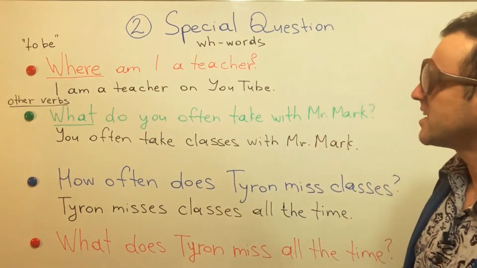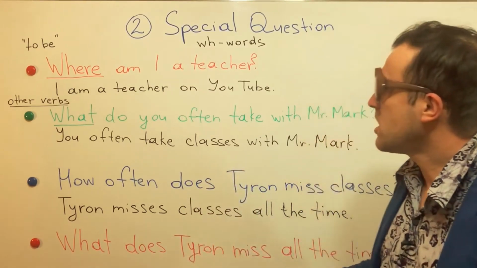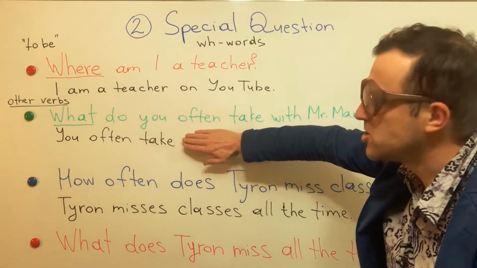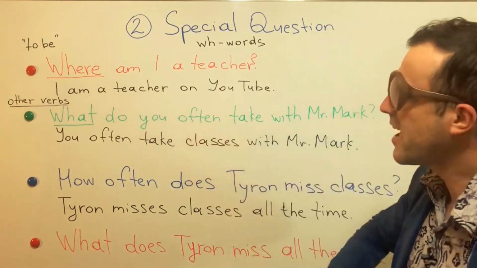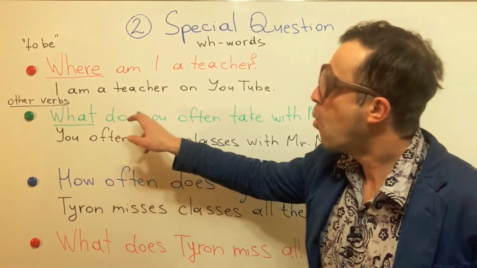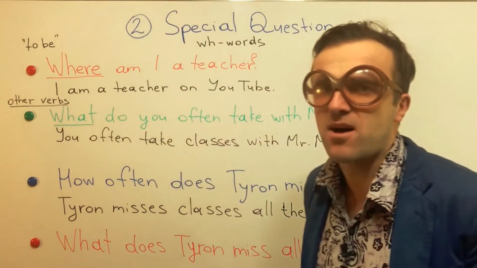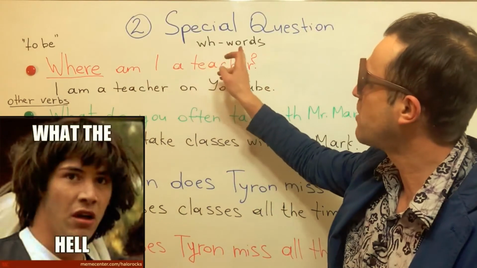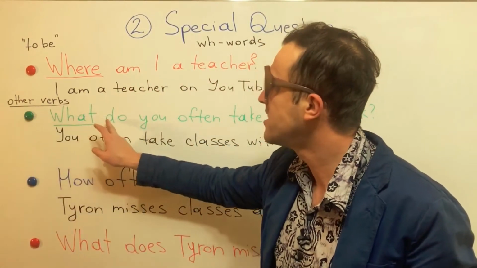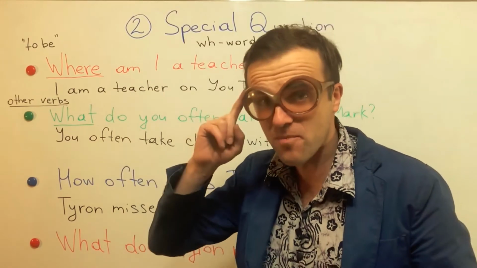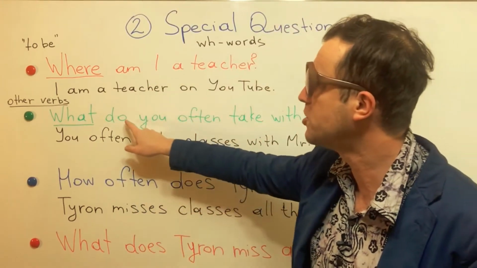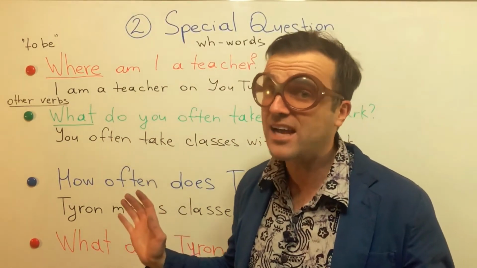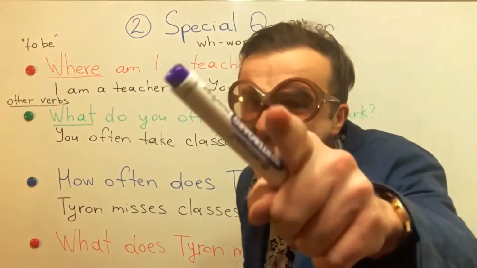So, our task is to give a question to the word classes. So imagine that there is no word classes over here. And the question is, what do you often take with Mr. Mark? So you substitute classes for the word what. So it's a WH word, what. So what, then don't forget about do, because you remember that from the general question you have to put do. What do you often take with Mr. Mark? Very simple, guys. I hope that you understand.